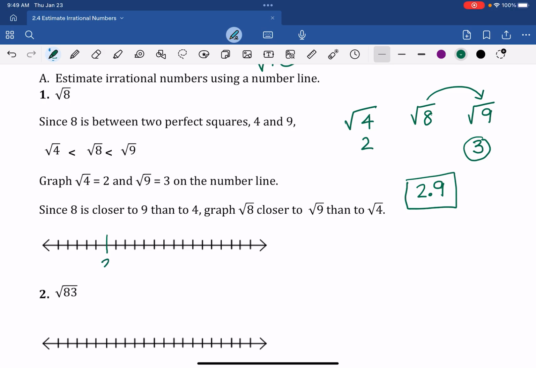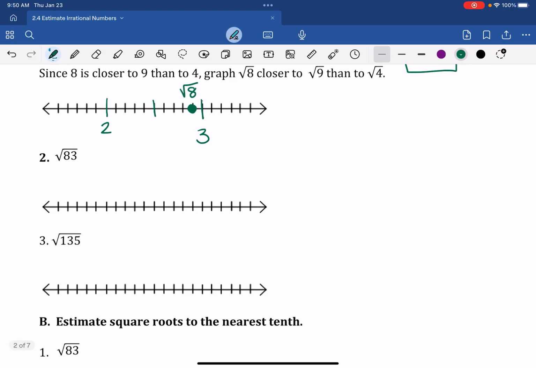Let's put 2 here. 1, 2, 3, 4. This would be 2.5, 6, 7, 8, and that would be 3. So I'm going to estimate that the square root of 8 is right about there, in between 2 and 3, but closer to 3. Okay, we're going to try that again with the square root of 83. So I'm going to look at my perfect squares chart, and I know that the square root of 83 is in between the square root of 81 and the square root of 100.